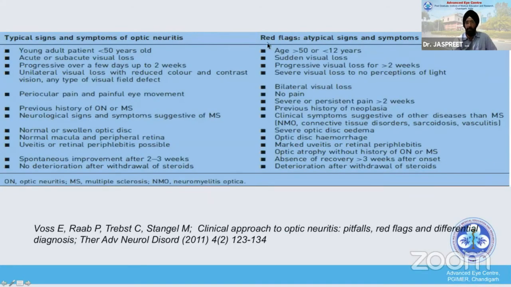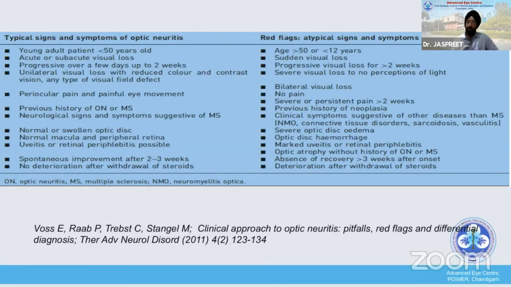Just to tell you about the red flags, the atypical signs and symptoms of optic neuritis. I won't be going into the typical one, which has been covered. The atypical variety probably presents at more than 50 years or less than 12 years. So it's children. MOG-related events are commonly seen in children, or you can have them in young adults as well. The visual loss could be sudden, it could be profound, or it could linger on for a few weeks. The severity of visual loss can be no light perception as well, even bilateral no light perception.